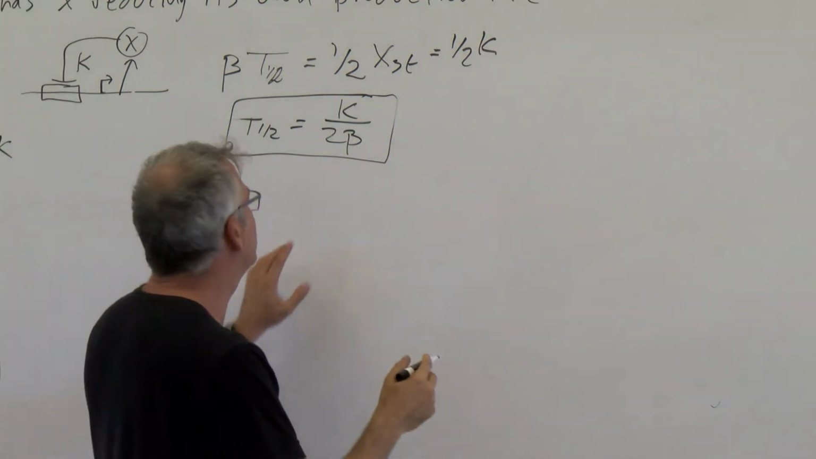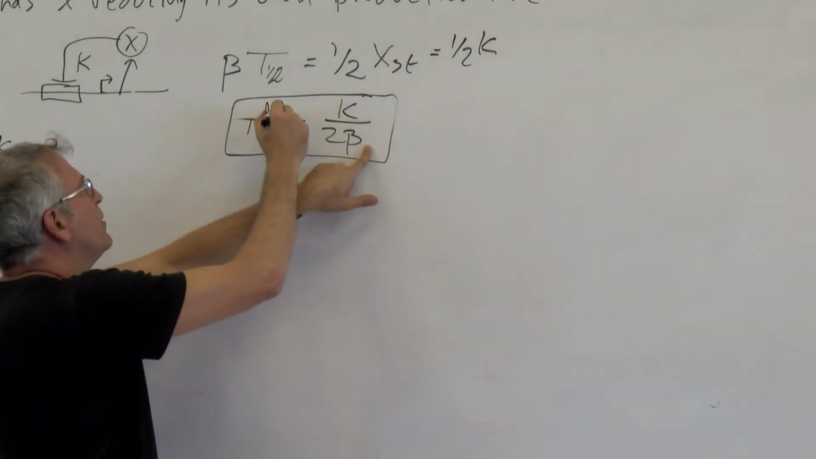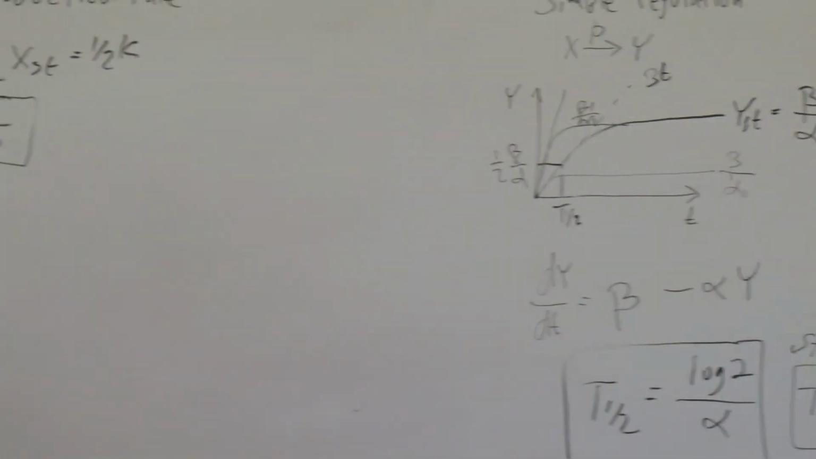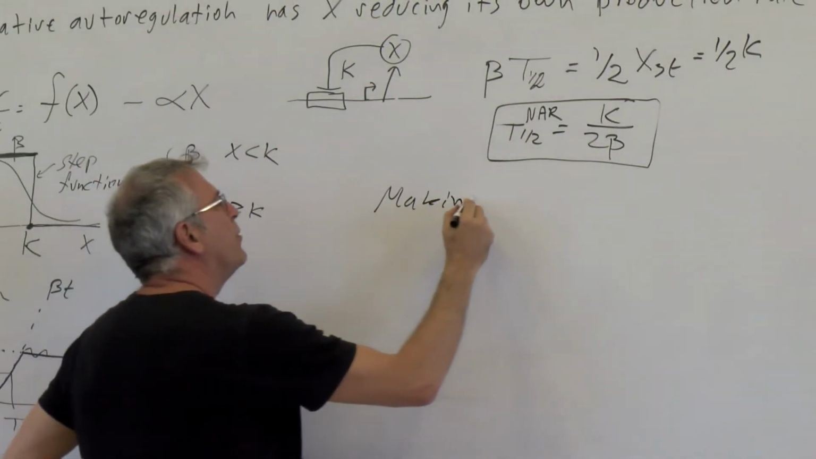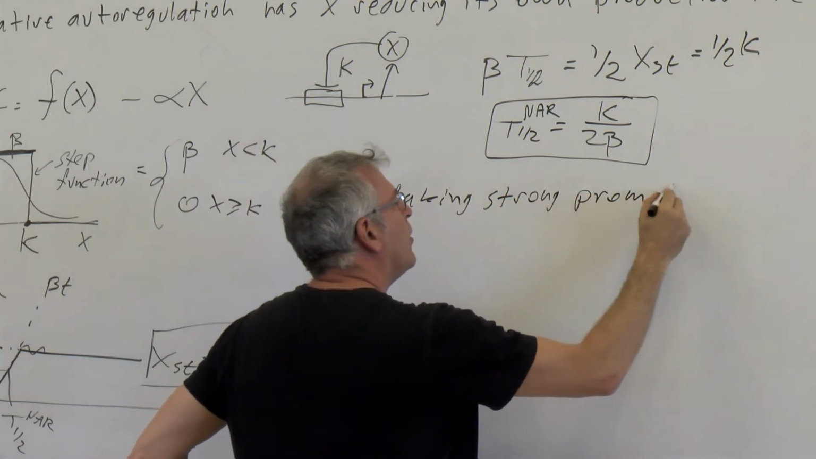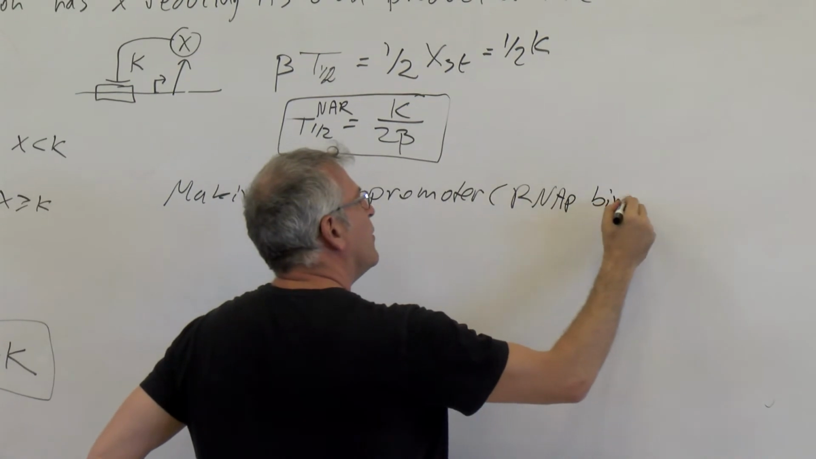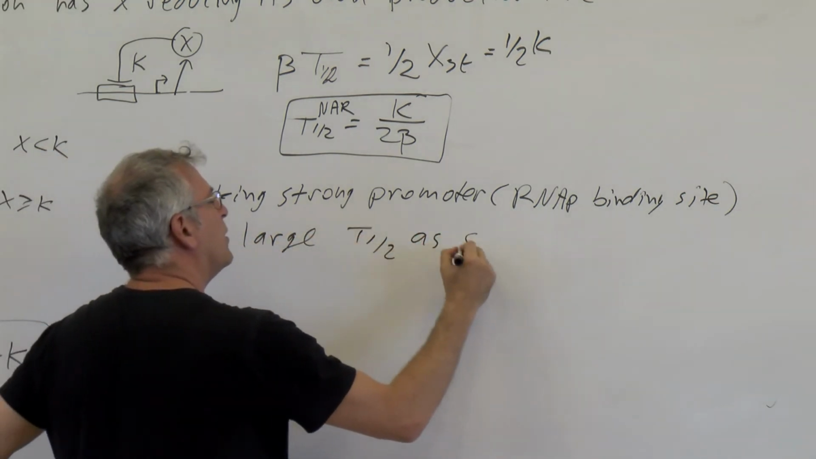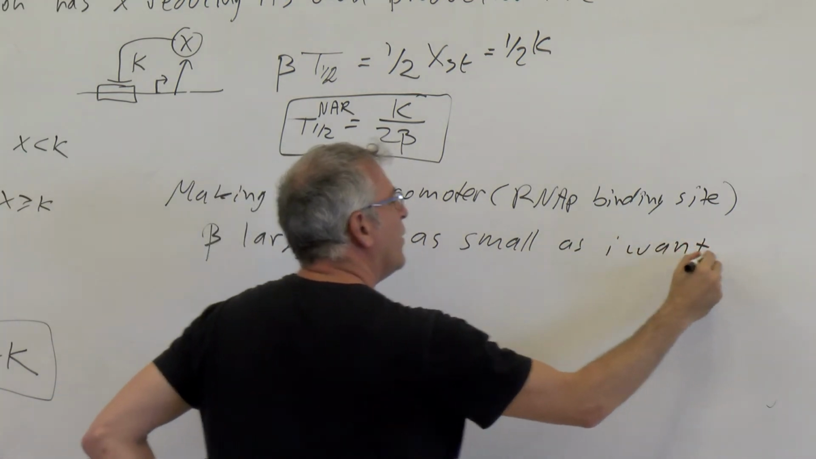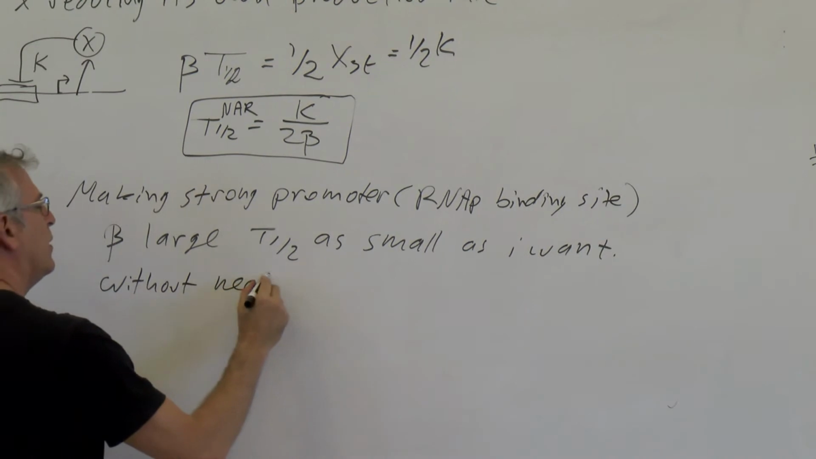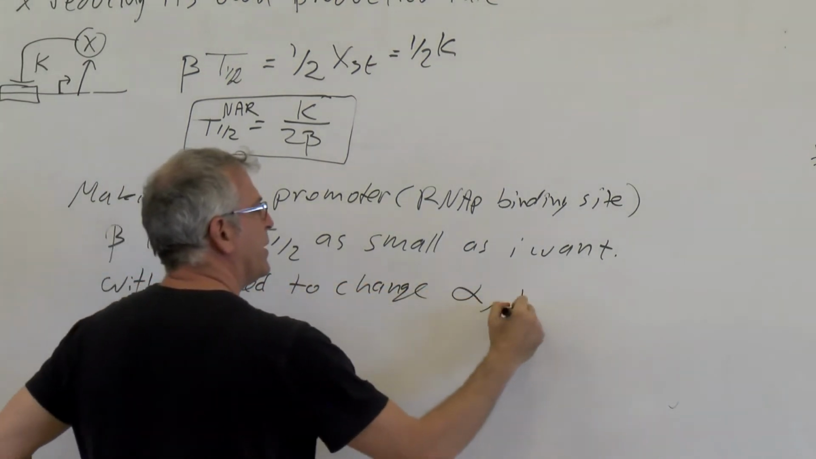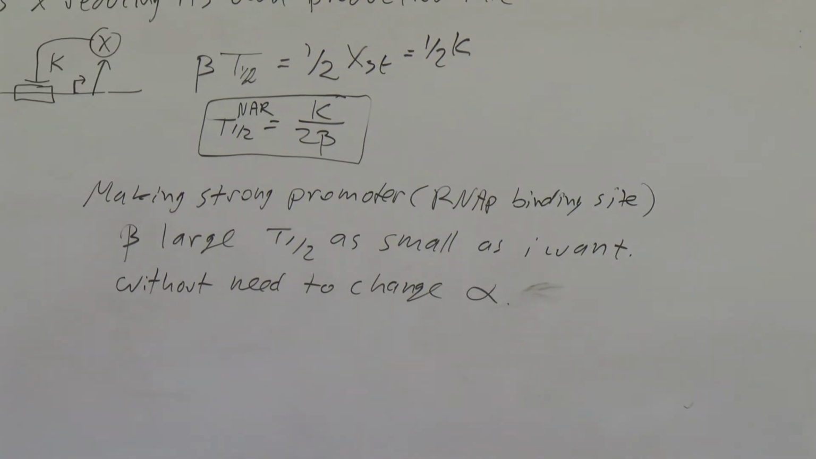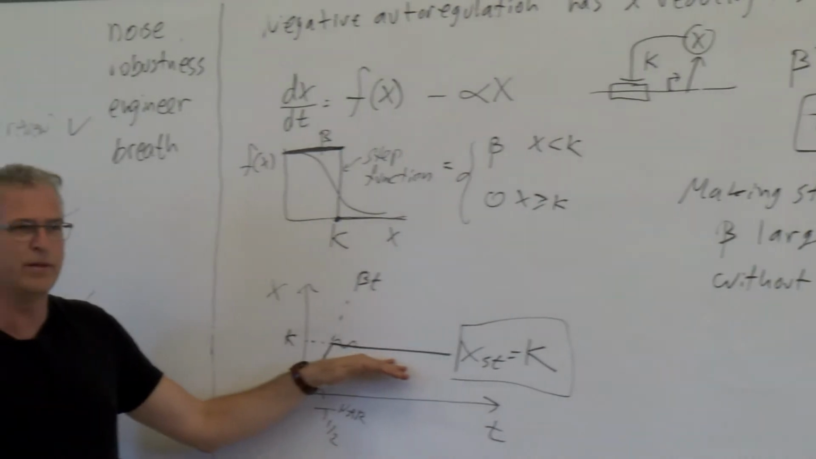Again, in this case, it doesn't depend on alpha, on the removal rate. It just depends on the production rate. In the simple regulation case, it only depends on the removal rate, not on the production rate. So, for example, if I make beta large, making a strong promoter, let's say a strong RNA polymerase binding site, I can make T1/2 as small as I want without need to change alpha. Here I keep, let's say, a stable protein. It has a removal rate that's very low, but I can still get as quickly as I want to the steady state by making a strong promoter.